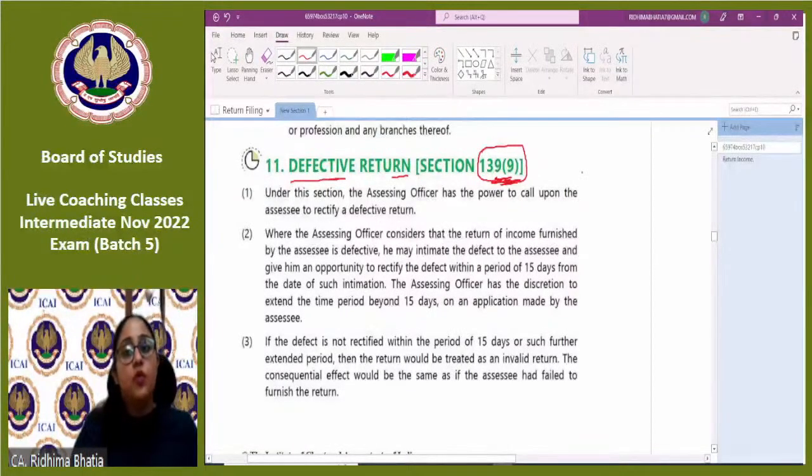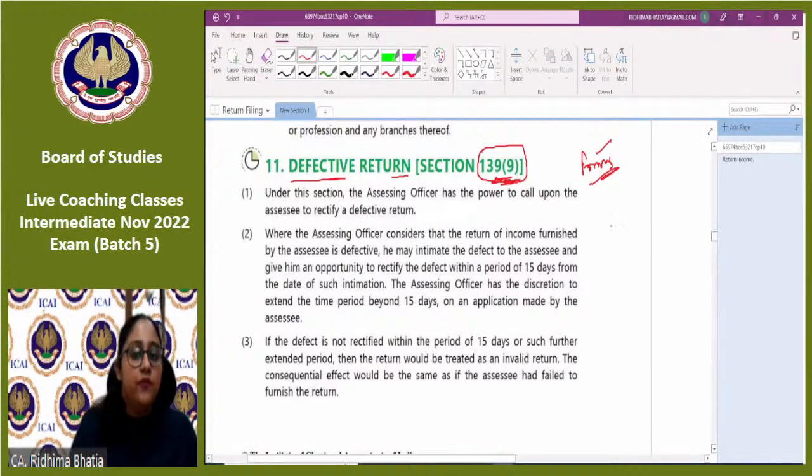Or you selected a wrong form of return filing. There are multiple forms under which you have to file the return of income, depending upon the assessee and depending upon the assessee's income. Okay? There are various forms. Or you choose a wrong form to file the return of income. That means there is some defect. Prima facie basic defect hai aapka return mein, right?